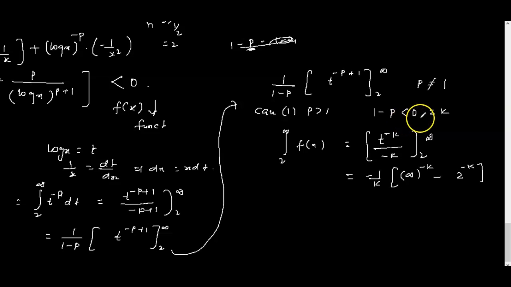See here, 1 minus p is less than 0, right? That I consider as a k. K is any value here. So if you put it here, 1 by 1 minus p, how much does this become? This k is negative only, right? So 1 by 1 minus p is negative here. This becomes positive.